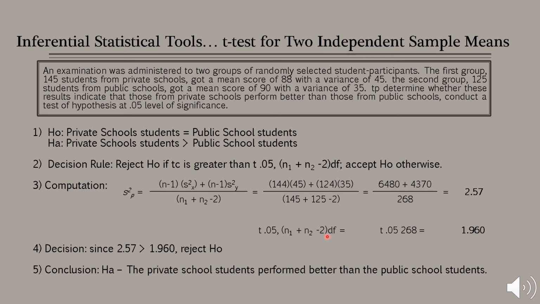Compare that to the critical value of t-test given at 0.05 level of significance with a 268 degree of freedom to come up with the critical value of t-test of 1.96. Our decision would be to compare the 2.57 to the 1.96. Since 2.57 is greater than 1.96, we therefore reject the null hypothesis. And we come up with a conclusion that the alternative hypothesis that the private schools students' performance is better than the public school students' performance.